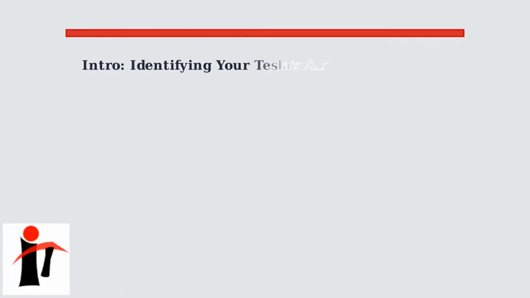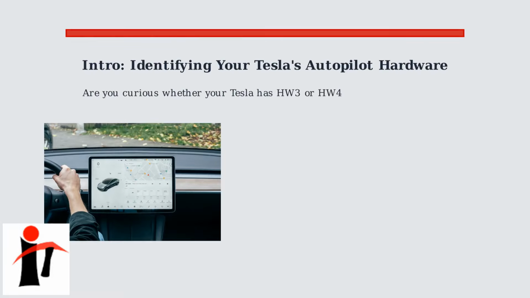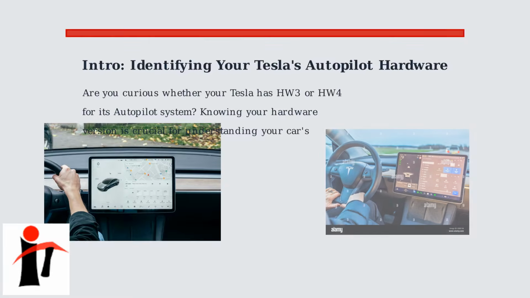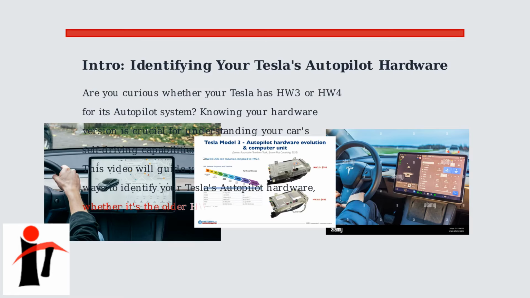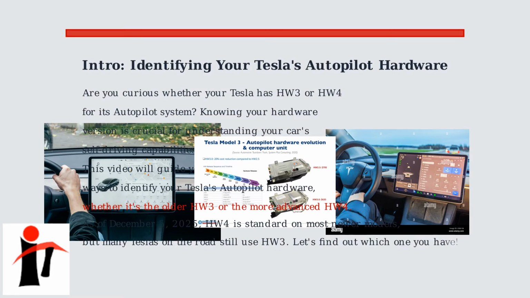Are you curious whether your Tesla has HW3 or HW4 for its autopilot system? Knowing your hardware version is crucial for understanding your car's self-driving capabilities. This video will guide you through quick and easy ways to identify your Tesla's autopilot hardware, whether it's the older HW3 or the more advanced HW4. As of December 5th, 2025, HW4 is standard on most newer models, but many Teslas on the road still use HW3. Let's find out which one you have.